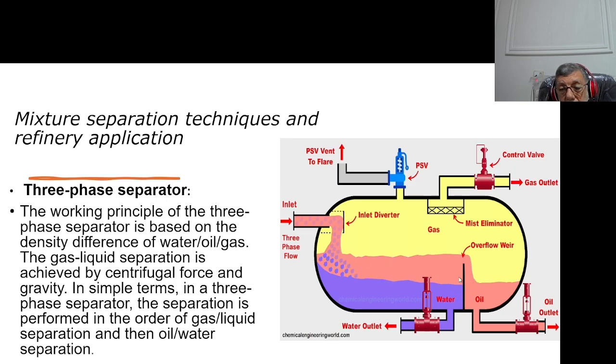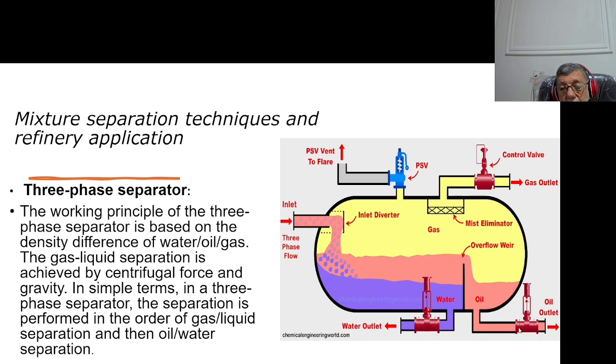There is a baffle here or weir, which is used for overflow when the level rises, because here there are two layers. This is the water layer and this is the oil layer. Because water is denser than oil, it goes down and the oil comes up. So by overflow, the oil accumulates here and the water comes here.